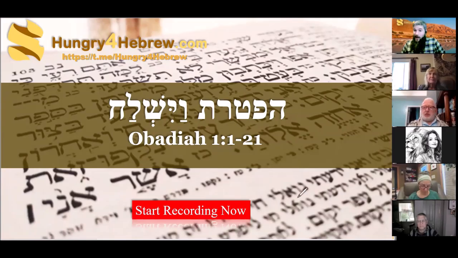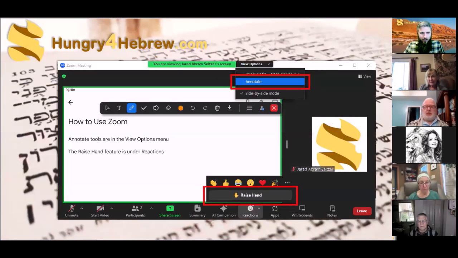It's the entire book of Obadiah. If you want to raise your hand or annotate on the screen, here's how you do it.